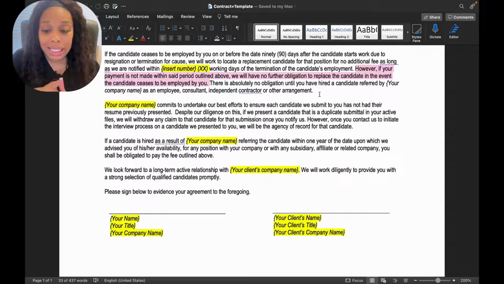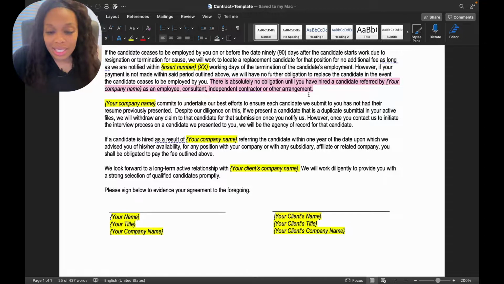So basically what this sentence says is, however, if your payment is not made within the period outlined above, you will have no further obligation to replace the candidate in the event the candidate ceases to be employed by you. Meaning, if they don't pay you on time and then for whatever reason the candidate chooses to leave, again, you have no obligation as the recruiting agency owner to replace that candidate, because as a client to you, they didn't even pay you. So it's a very important sentence that should be in every single contract.